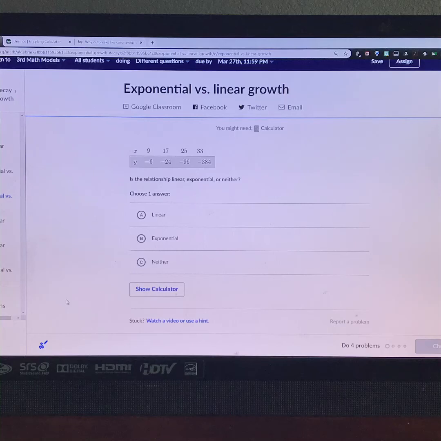Greetings, this is Tim Gusukuma, and today we are going to be looking at exponential versus linear growth, so I can give you the notes so that you can do this problem on your own.